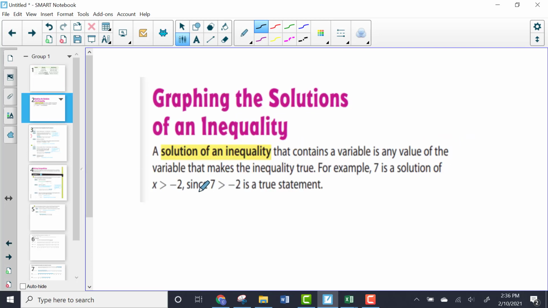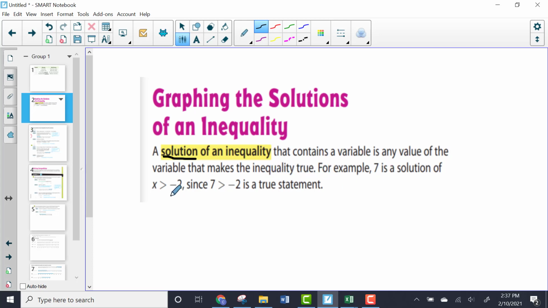Now, let's take a look at graphing the solutions of an inequality. A solution of an inequality that contains a variable is any value of the variable that makes the inequality true. Remember solution? We talked about solutions with algebraic equations. So for example, a plus 7 equals 11. A solution to that would be a equaling 4. So solution of an inequality represents the same thing: any value of the variable that makes the inequality true.